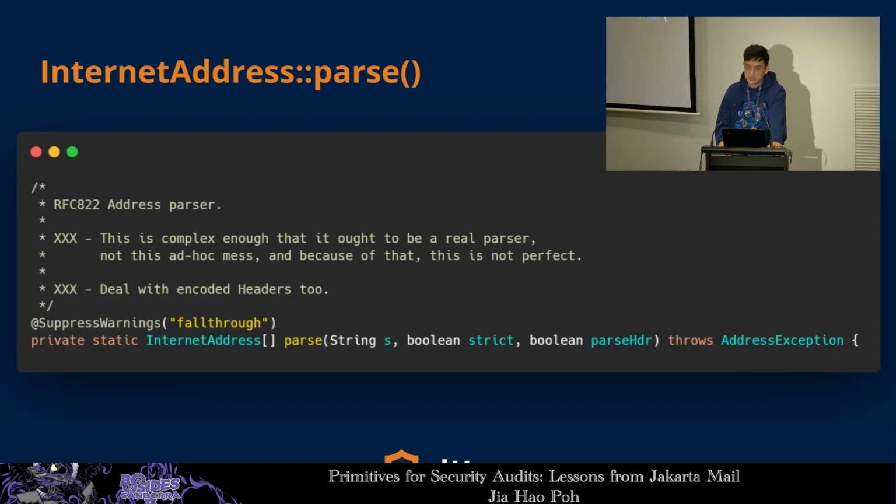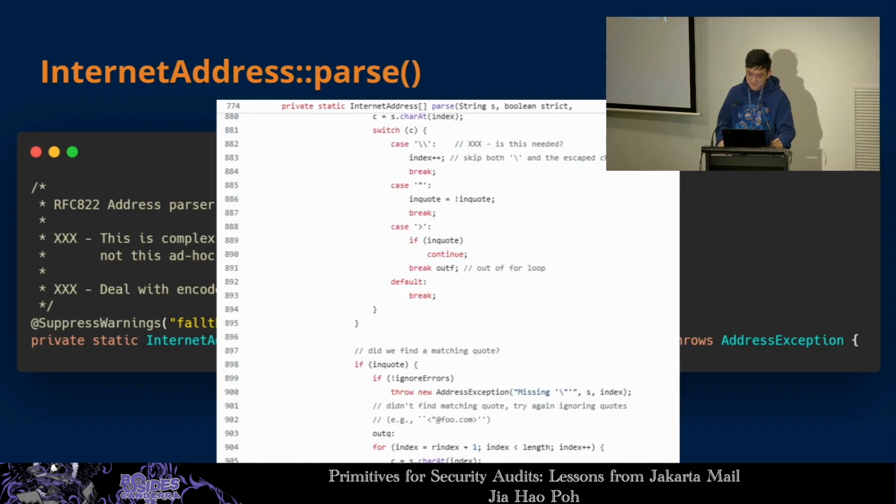Before we move on to the next method, I would like to draw your attention to the comments for the parse method. It says that it is an ad hoc mess and it is not a perfect parser. So let's take a look. If we look into the source code itself, it goes on for around 450 lines of code in a single method of basically positional checks, very intensive. If you're motivated to look into the exact implementation, I wouldn't be too surprised if you can find some issues here.